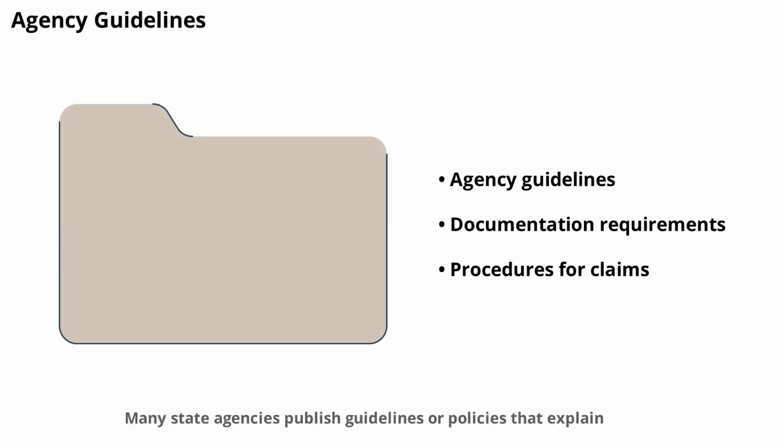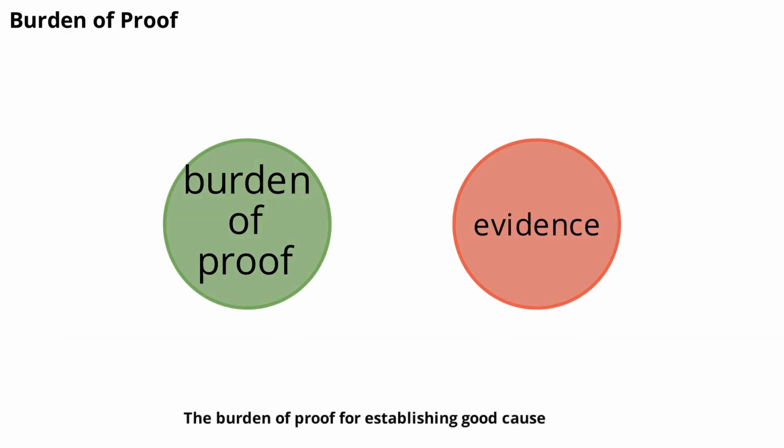Many state agencies publish guidelines or policies that explain how they interpret and apply the good cause standard. These guidelines may include examples, required documentation, and procedures for submitting a good cause claim. Reviewing these resources can help you prepare a stronger case if you need to demonstrate good cause in an administrative process. The burden of proof for establishing good cause usually falls on the person making the claim. This means you must provide evidence and arguments to support your position.